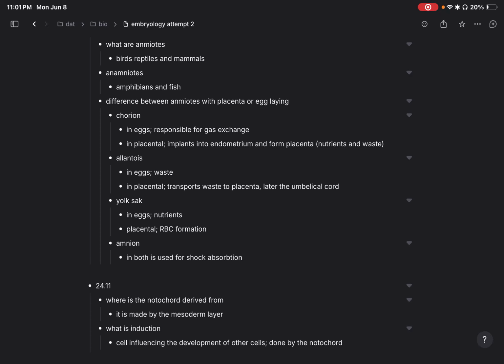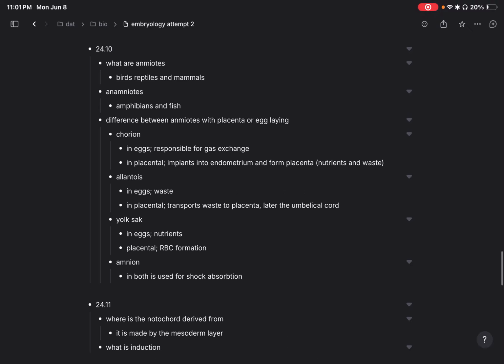So you're going to do red blood cell formation in the placenta. The allantois is mainly for waste. For eggs, it'll store waste. In placental, it'll transport waste to the placenta, which will turn into the umbilical cord. The chorion is for gas exchange. In eggs, it'll just do gas exchange, while in placental, it'll form the placenta.